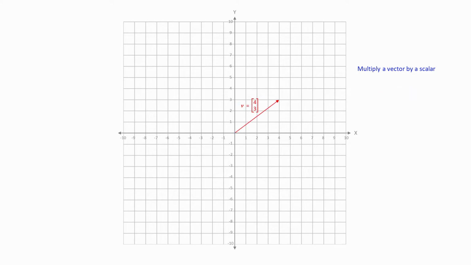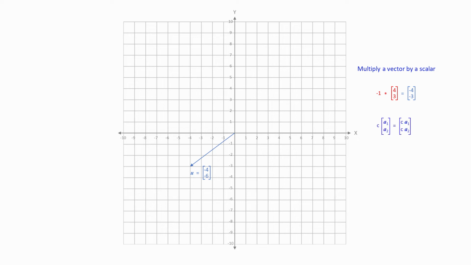A scalar can also be a negative number. So multiplying a vector by -1 results in a new vector of the same magnitude but pointing in the opposite direction. Scalar multiplication by any other negative number would reverse the direction and also change the magnitude.